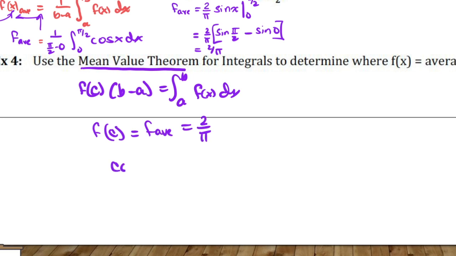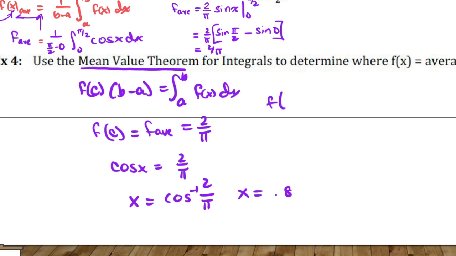So take your cosine of x, set it equal to 2 over pi, and what do we know? We know that x is equal to the cosine inverse of 2 over pi. If you need a decimal approximation, that's going to be 0.881. And from the mean value theorem for integrals, we can make the statement f at 0.881 is going to be equal to 2 over pi on the interval 0, pi over 2.